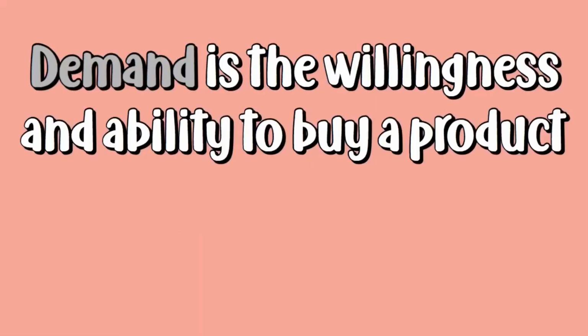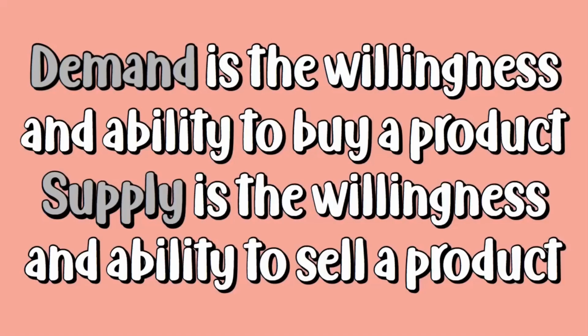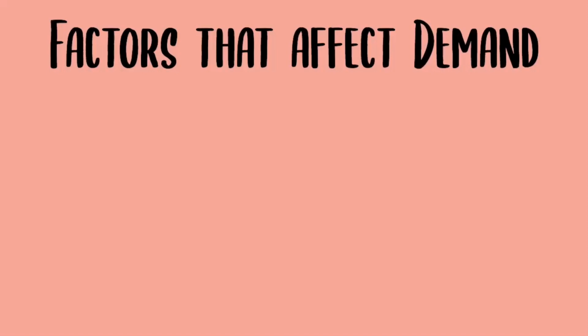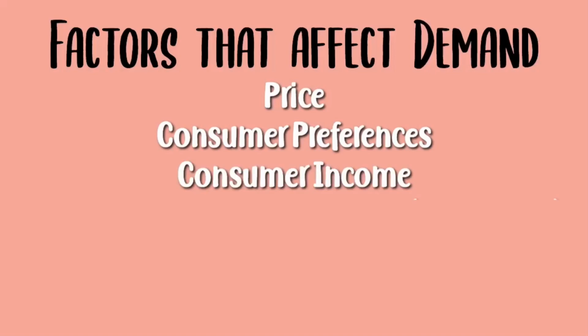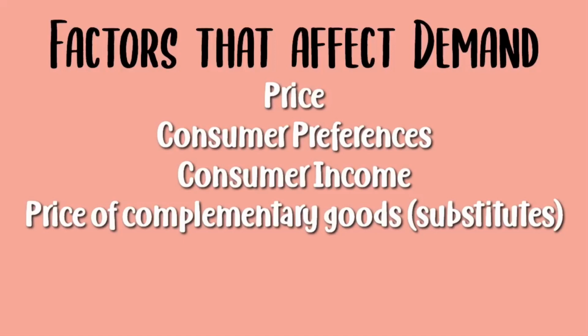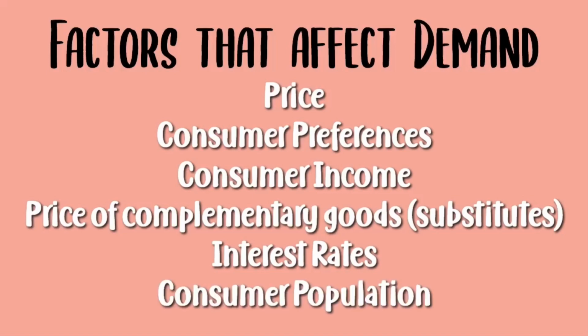So demand is the willingness and ability to buy a product. Supply is the willingness and ability to sell a product. So now let's look at the factors that affect the demand. First we have price, and then we have consumer preferences, consumer income, price of complementary goods, interest rates, and consumer population.